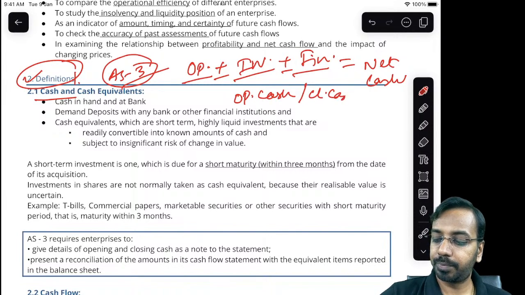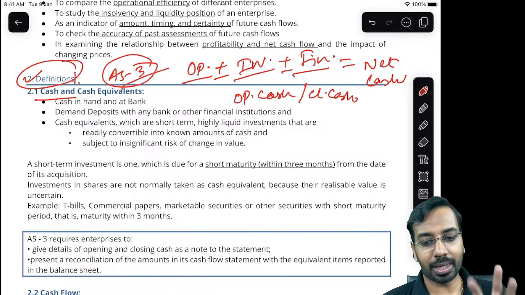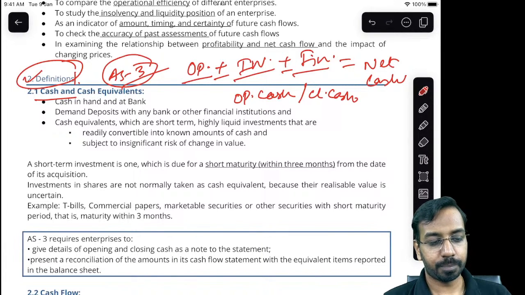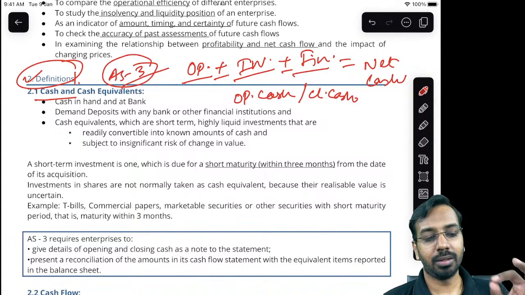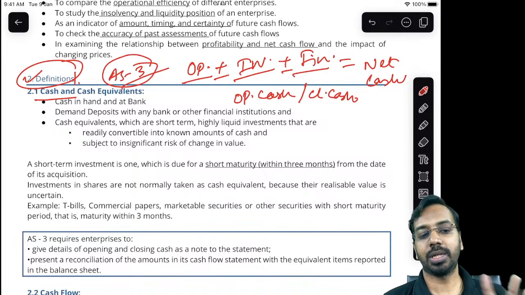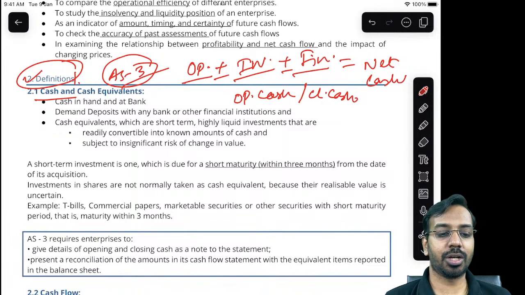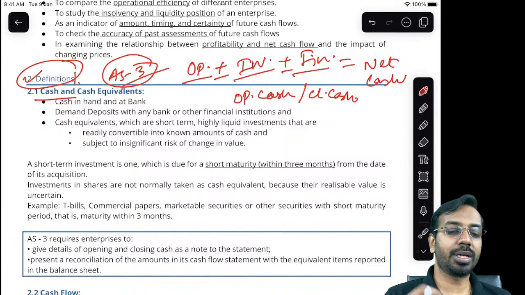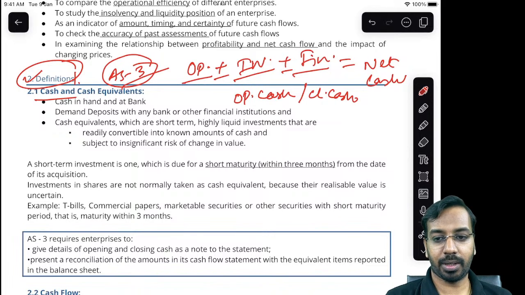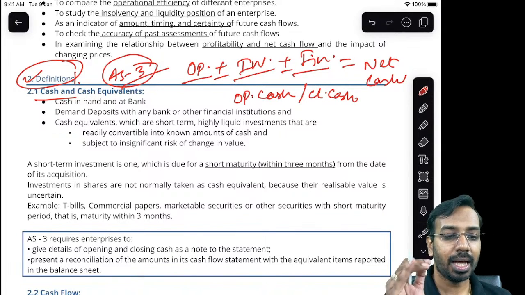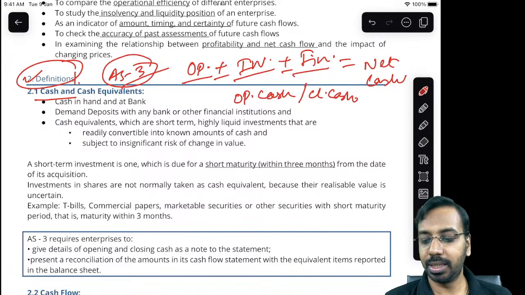and closing cash. So basically, if you look at a cash book, opening cash plus whatever are the cash inflows minus whatever are the cash outflows will give me the closing cash balance. That reconciliation is covered as a part of accounting standard 3, cash flow statement, under these 3 categories.